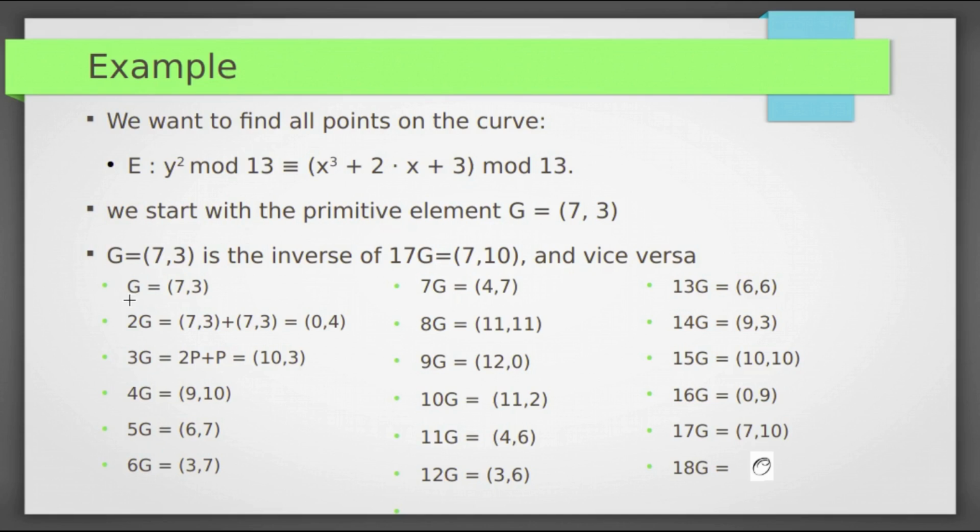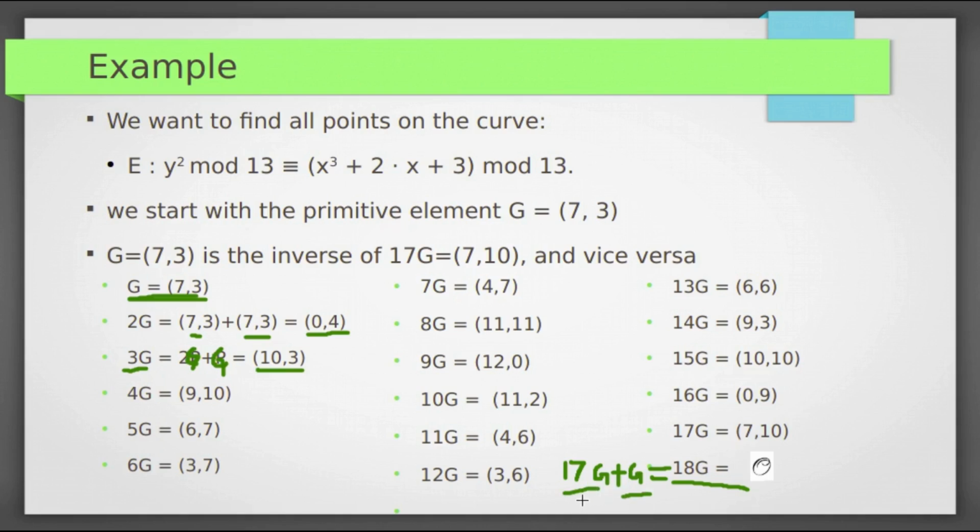First we start with G, and to compute 2G we have to add the same point to itself. It is called point doubling, and it will be 0 comma 4. To generate 3G we have to add this 2G with G. It will be 10 comma 3, and if you continue like that, 4G will be 9 comma 10. This G can generate all these points on the curve.